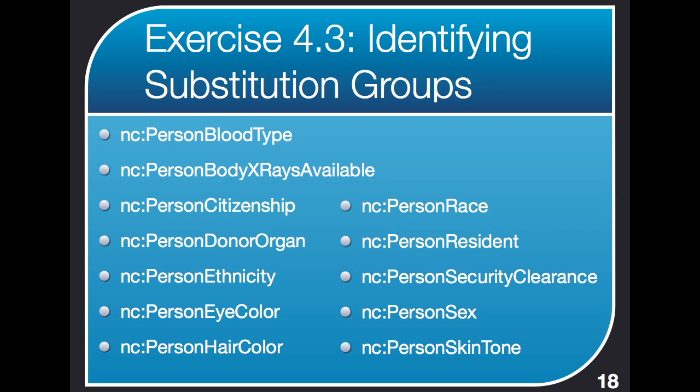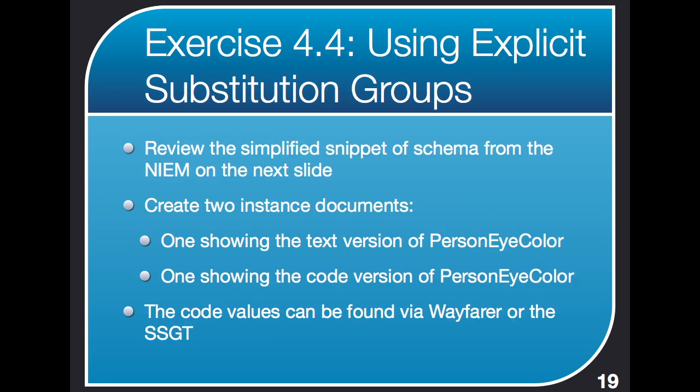So these are all different things inside a person object which can be represented by either a code table or a text string. This kind of construction of code tables with text alternatives is very, very common in the NIEM. You'll find it all over the place, which is kind of why we're spending so much time and why we're going to make you do yet another exercise. This exercise involves actually creating a little bit of XML.